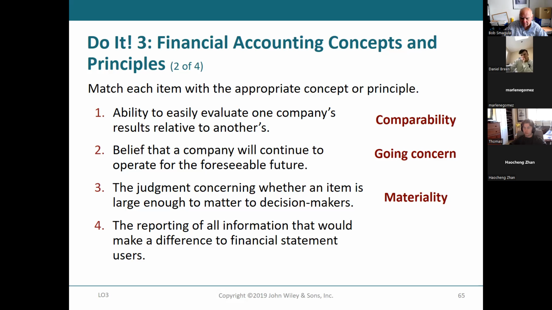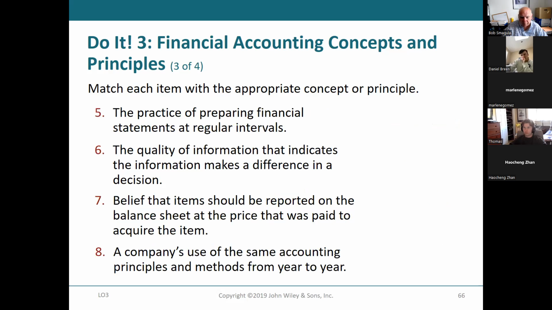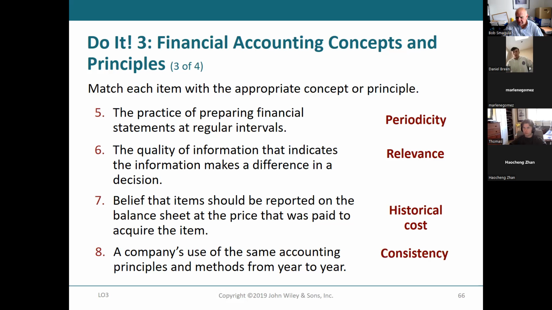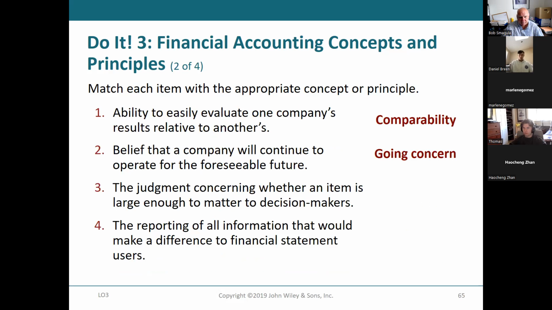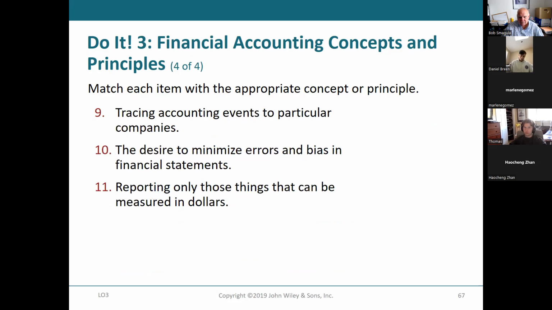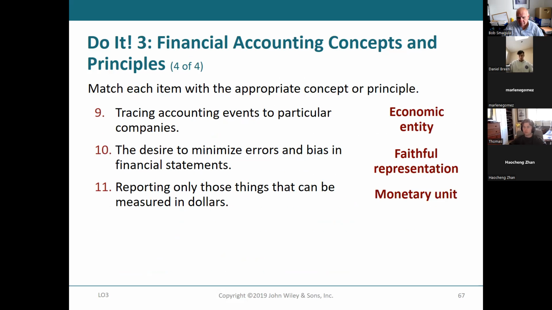The reporting of all information, relevancy, I suppose, full disclosure, reporting of all information. The practice of preparing financial statements, periodicity, the quality of information that indicates the information made. Now, I think this is relevancy. Belief that items should be reported on the balance sheet at the historical cost. A company's use of the same accounting principles means they're consistent, not comparable, consistent. Tracing accounting, what did they call this one? Not the going concern. I forget this one myself. We'll learn it together. I'll relearn it. Consistency. Economic entity. The desire to minimize, report only those things is the monetary unit assumption.